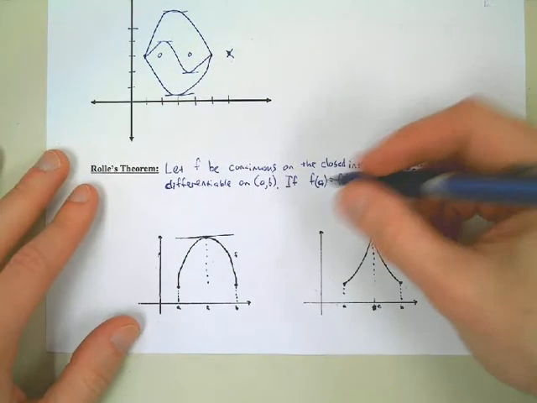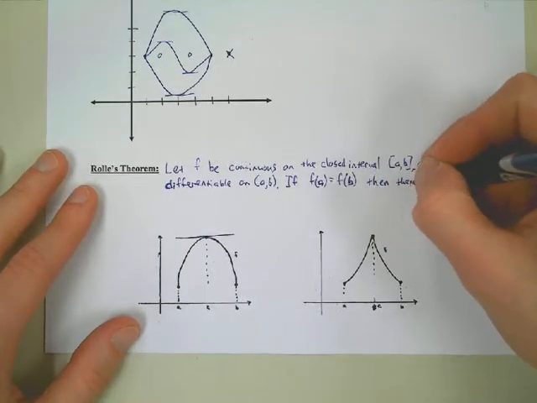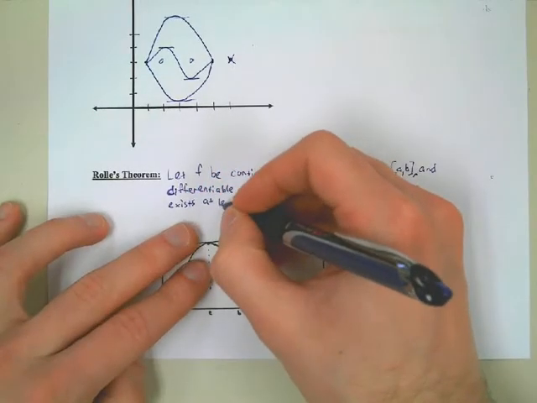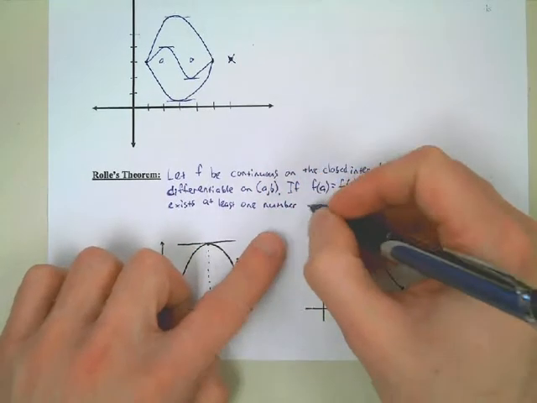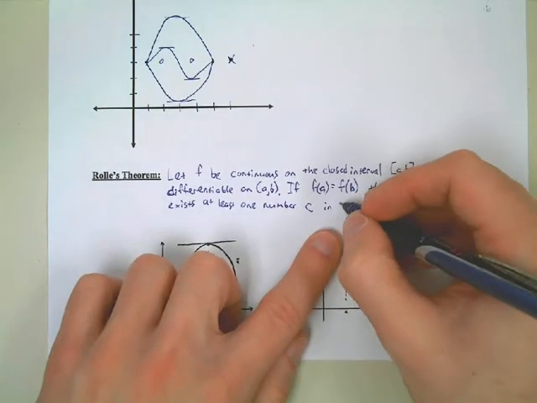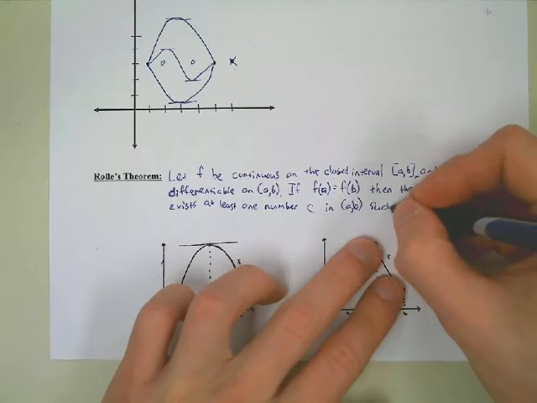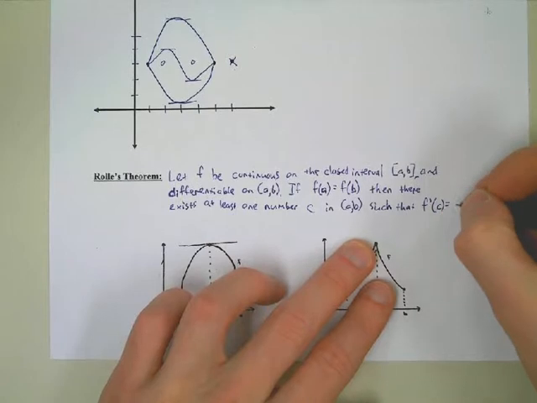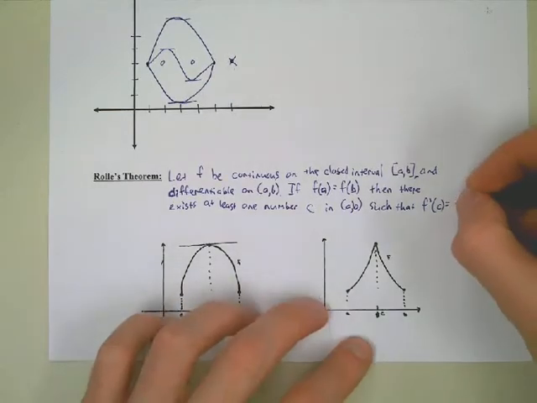So if f(a) equals f(b), then there exists at least one number c in the open interval (a, b) such that f prime of c equals, well, what do you think we can guarantee here from the activity we just did? Right, such that the derivative must equal 0.